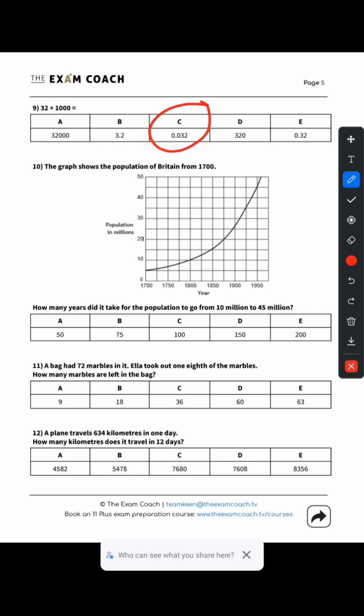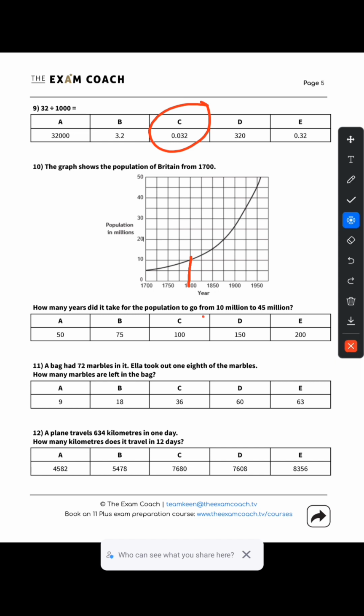Number 10. The graph shows the population of Britain from 1700. How many years did it take for the population to go from 10 million to 45 million? So we need to first find out where 10 million started. This axis is the population in millions, and this is the year. From 0 all the way to 10, that means it reaches 10 million in the year 1800.